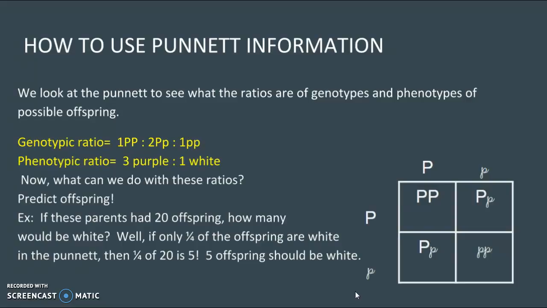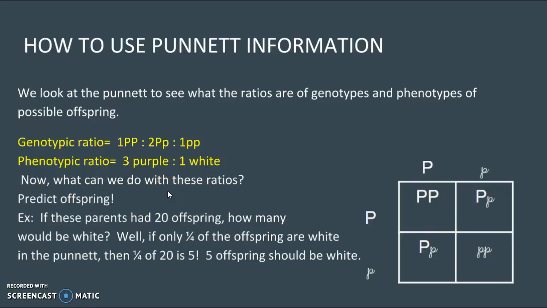We look at a Punnett square to see what the ratios are of the genotypes and phenotypes of the offspring. After we make this, the next thing to do is to write out the genotypic ratio. It's easy. All you have to do is look at the boxes, and these are the possible offspring of these parents. So you have 1 big P big P to 2 big P little p's to 1 little p little p. So that's the genotypic ratio. You put a colon between each for a ratio, 1:2:1. And then the phenotypic ratio is 3 purple to 1 white. So this offspring would be purple, this one would be purple, this one purple, but this one would be white. So we get 3 purple to 1 white, and we write it like that.